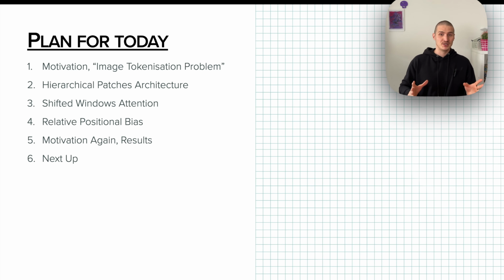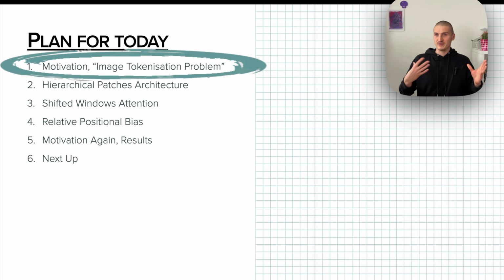We'll talk about motivation: what problems we're trying to solve, and why we think the architecture will work well. Then we'll talk about the actual architecture of the model: the hierarchical patches structure, the shifted window attention, and the relative positional bias. Then we'll again look at how it all worked out, what the philosophical differences are to the previous model, ViT, and we will look at results.